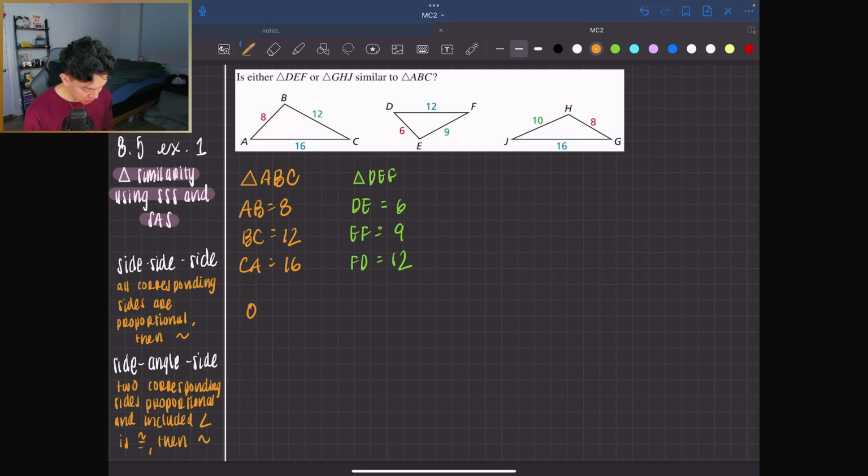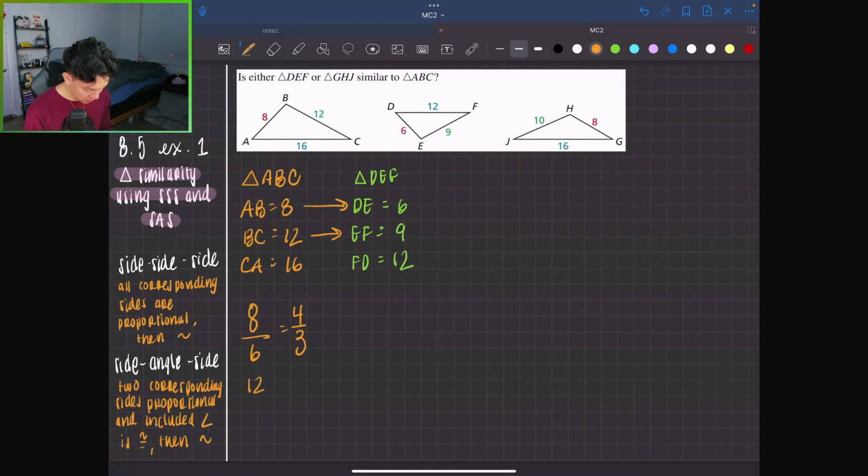If they're all proportional, we'll compare the proportions. 8 over 6, from AB to DE. If we simplify this fraction, it becomes 4/3. So right away, we already have a scale factor. It's 4/3. Let's see if it's going to be 4/3 for everything else. From BC to EF, it is 12 over 9. I notice that 12 and 9 are both divisible by 3. 12 divided by 3 is 4, and 9 divided by 3 is 3. So far, so good. It looks like they are proportional.